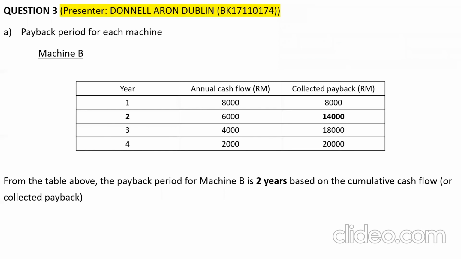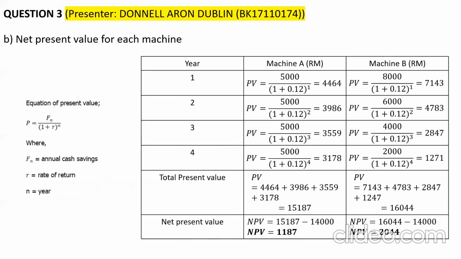While for machine B, we calculated the cumulative annual cash flow, which is also known as cumulative payback. And from this table, we can see that the cumulative payback on the 2nd year is equal to the cost of the machine, which is 14,000. So the payback period for machine B is equal to 2 years.